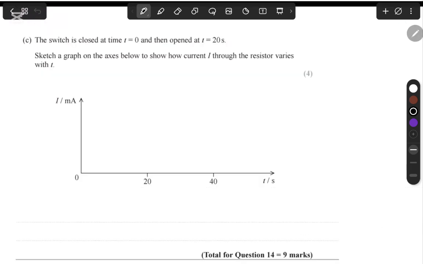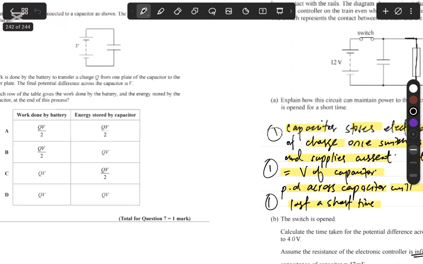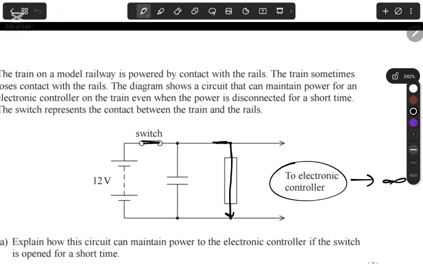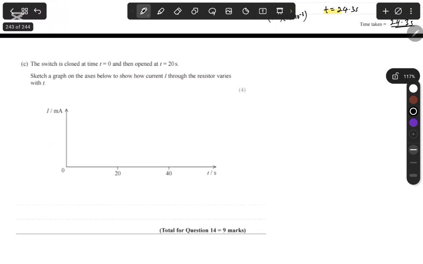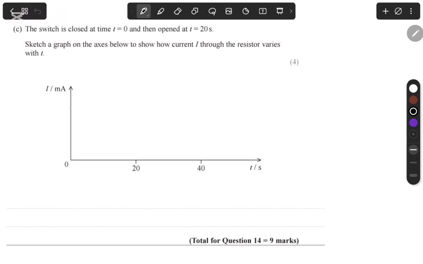In part C, it says the switch is closed at time t equals 0 and then opened at time t equals 20. Sketch a graph on the axis below to show how current I through the resistor varies with time t. So when the switch is closed, the current will stay constant, because the potential difference across the resistor is going to be equal to 12 volts. I already told you at the start of the question, when the switch is closed, the potential difference across the capacitor will remain 12 volts. So it's going to be a horizontal line, straight like that, and then it's going to decrease exponentially.